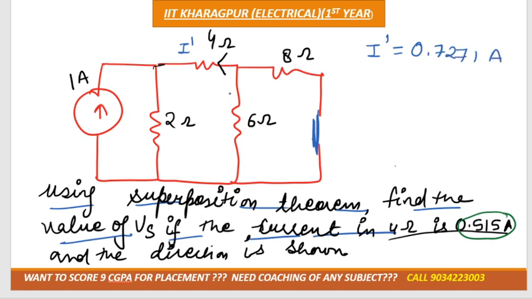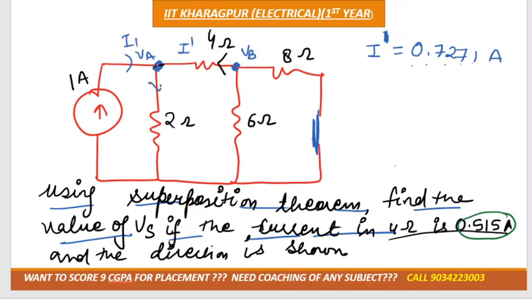0.7271 ampere. Understood? I'm not solving completely because you can do it, right? This is node A. I dash, you will get it as 0.7271 ampere. How we can solve it? By using mesh analysis or by using nodal analysis.